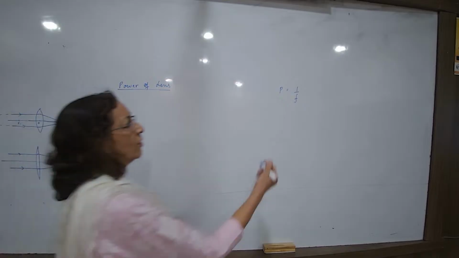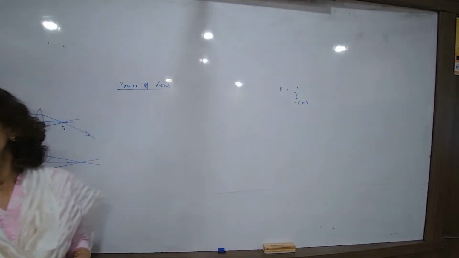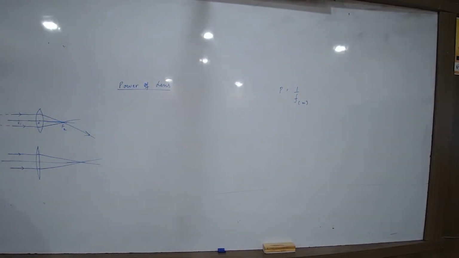And this focal length always has to be in meters, not in centimeters. We always are going to calculate focal length in terms of meters. So even if it is given in centimeters, convert it into meters. For example, if I am saying focal length is 20 centimeters, how many meters is that? Will you multiply or divide?